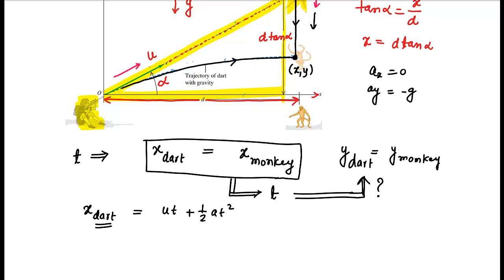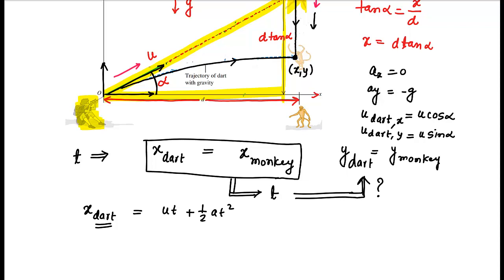What is the initial speed of dart in the x direction and in the y direction? So basically I can write initial speed of dart in the x direction. What is this speed? So in this direction we have a speed of u, and this angle is alpha. So in this direction we have a speed of u cos alpha. Similarly, what is the speed of dart in the y direction? In this direction we will have a speed of u sin alpha. So now I know the speed in x direction and y direction.